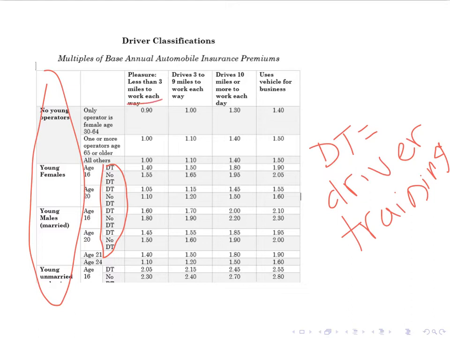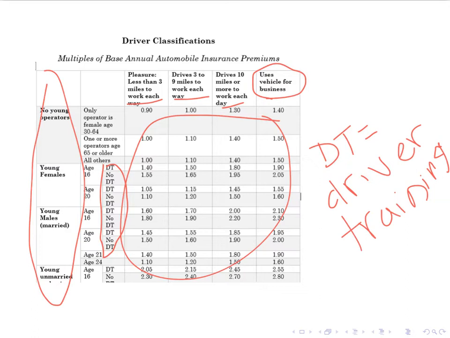Less than 3 miles to work, 3 to 9, 10 miles or more, or your vehicle is being used for business. So you're a door-to-door salesman, or you go to homes and fix their heaters, things where you're using the vehicle for business. These numbers aren't dollar amounts. They are what's called a classification number. Once we find the bodily, the property, and the medical dollar amounts, we're going to multiply them by this number. You'll see it when I go through an actual example.